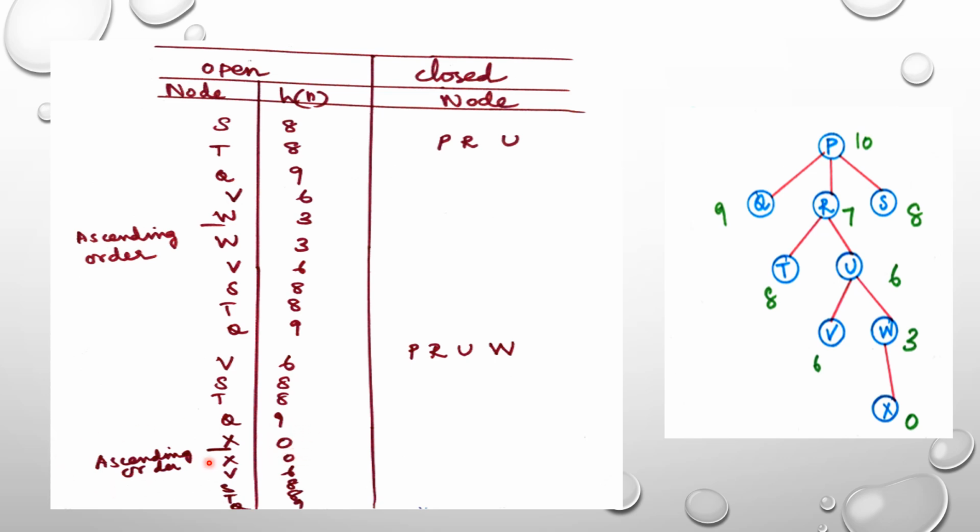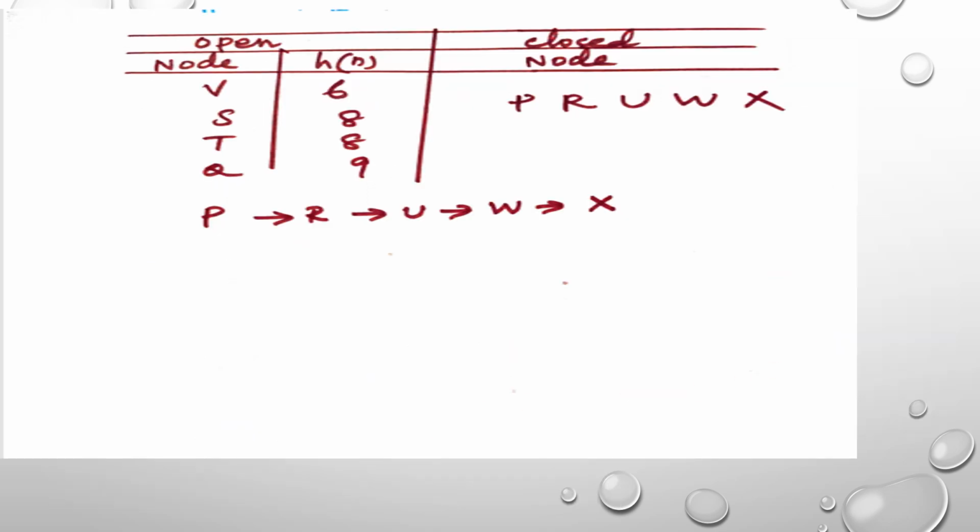The immediate next step is to arrange the values. Reordering is very important, and it is based upon ascending order. Now X is equal to 0, V 6, S 8, T 8, Q 9. What is the next step? We move X from the open list to the closed list. Then what are all the nodes in the closed list? In order, P, R, U, W, X.